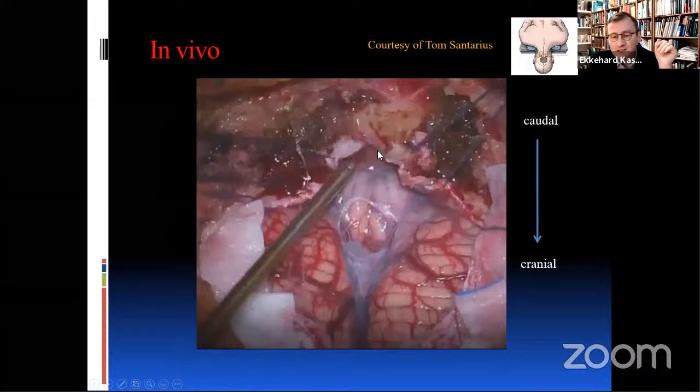This is again a picture of my friend Thomas Andreas from Cambridge. He operates upside down, so the patient is with the face towards you. You are standing at the head of the patient, caudal is up, cranial is down. Here are the cerebellar hemispheres. Here's the tonsil. And the key step really is dissecting out your arachnoid, so that you have a good overview of the tonsils before you elevate them.